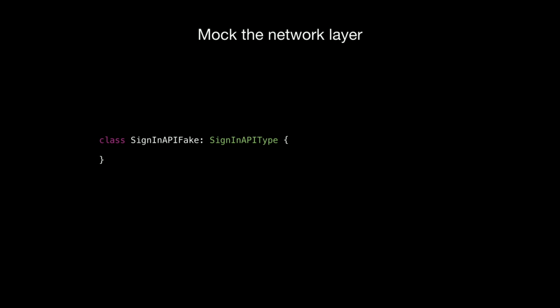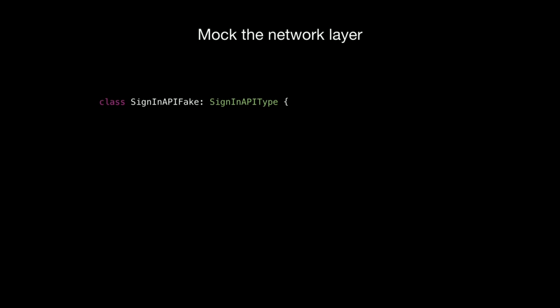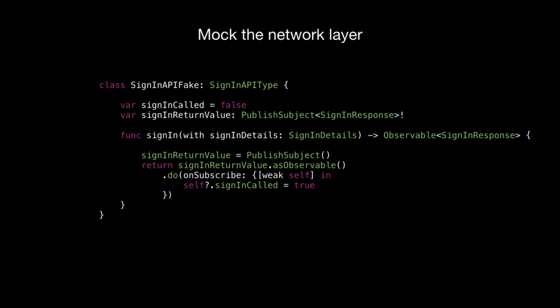And we need to mock the network layer. That's why we create a SignInAPIFake that conforms to the SignInAPIType protocol. The sign-in method has the same signature, of course. Here we also have a property, signInCalled, which is a Boolean and gets a true value once we subscribe to the sign-in observable. And we also have a public subject with a sign-in response in order to be able to mock our response to our test as well.